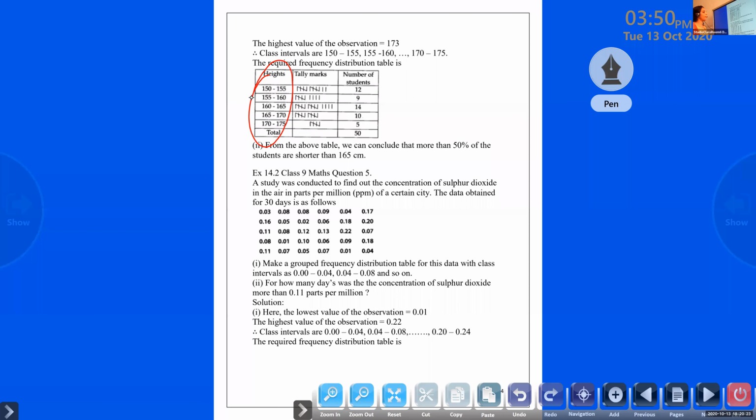150 to 155, 155 to 160, 160 to 165, 165 to 170, 170 to 175. Okay. So first column is height. Second column is tally marks. Third column is number of students.